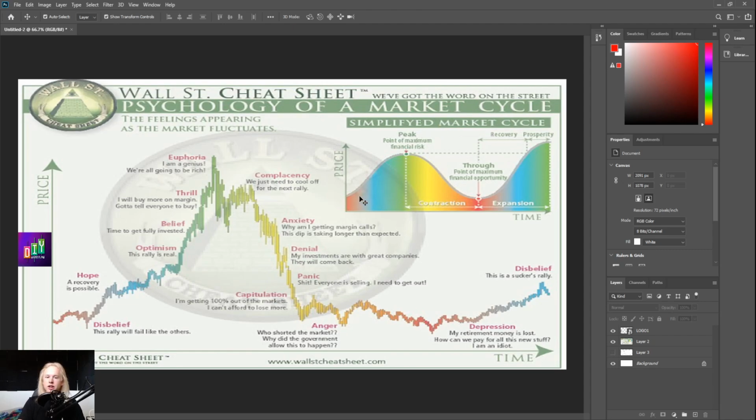Simplified market cycle. We can see that as the prices expand and go up in value, that's the peak point of maximum financial risk, because as the prices go up, you're waiting before we eventually go back down. So if you're buying up here, not only are the prices more expensive, but the risk is more expensive due to how high the price has risen. By buying on the uptrend, you're just setting yourself up for failure when this thing starts to collapse and crash back around you.